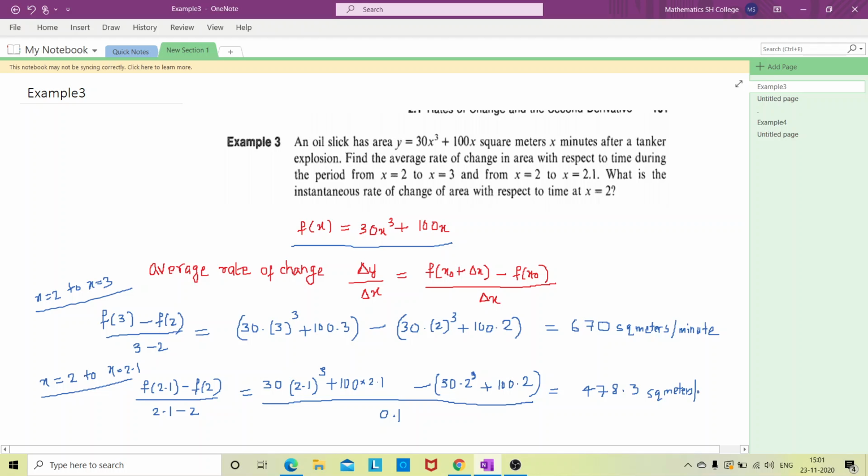So we found the average rate of change from x equal to 2 to x equal to 3. We got it as 670 square meters per minute, and then we found the average rate of change from x equal to 2 to x equal to 2.1, and we got it as 478.3 square meters per minute. Now next we have to find the instantaneous rate of change.